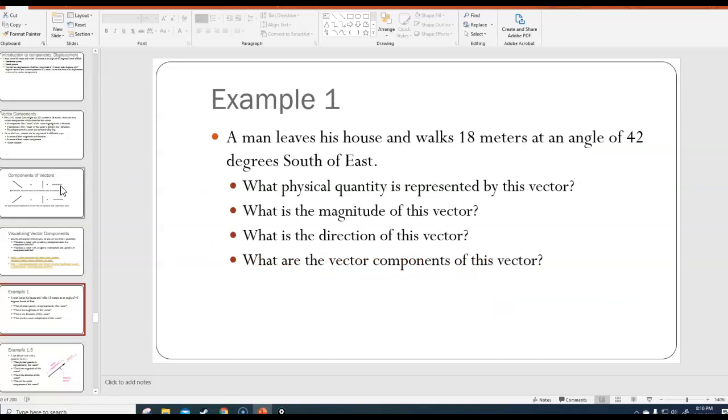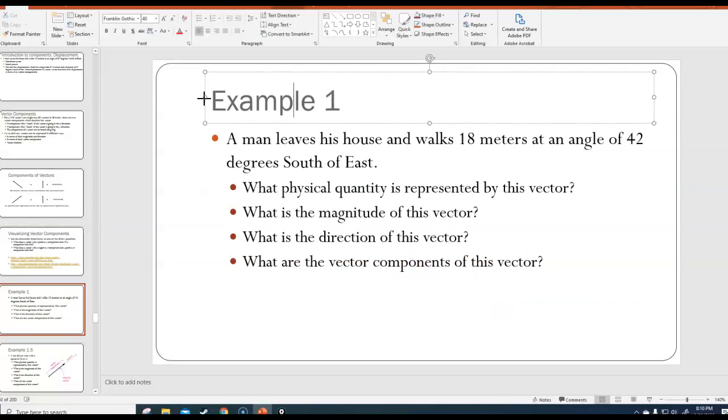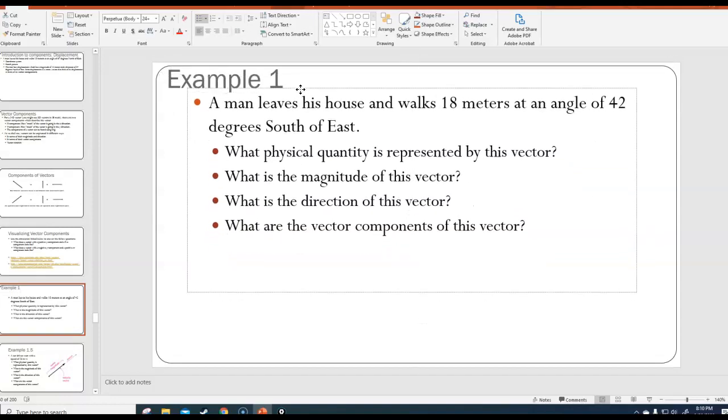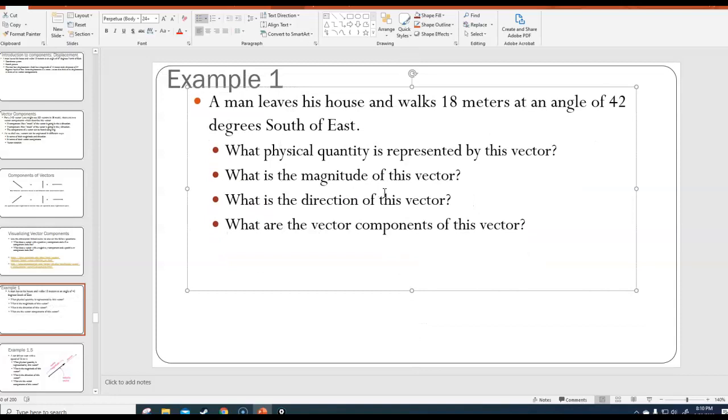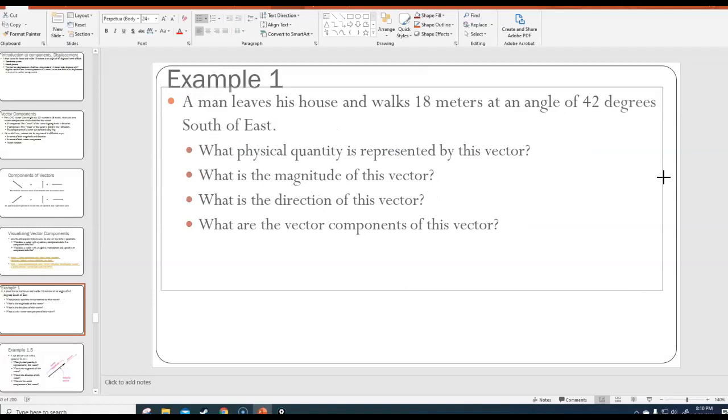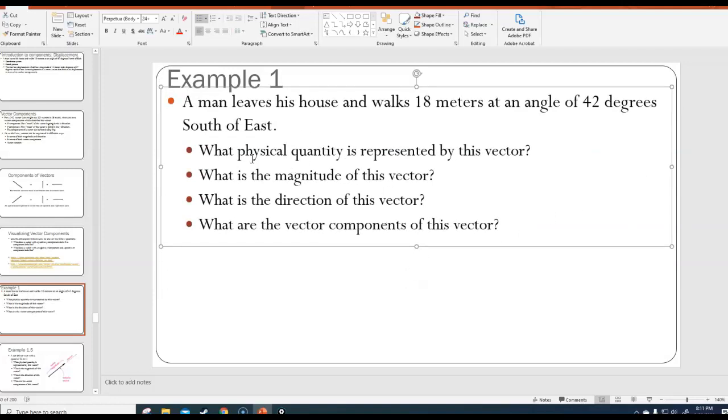Okay, so we already did an example with a man leaving his house and walking along, but we can do another one really quickly. This one says a man leaves his house and walks 18 meters at an angle 42 degrees south of east. First of all, the first question says what physical quantity is represented by this vector? This is once again a displacement vector. Now, how do I know that? Well, based off of the units.